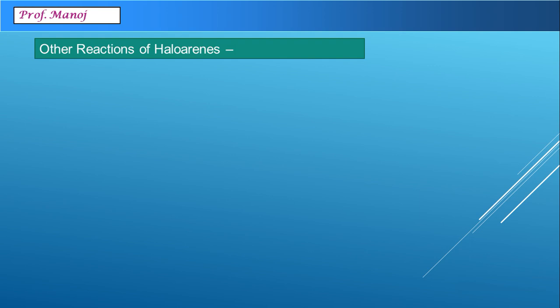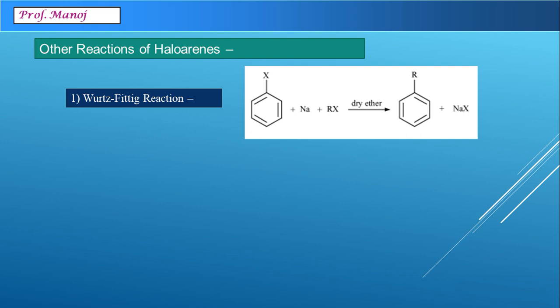We come now to some miscellaneous reactions of haloarenes, and under this we have a first reaction called Wurtz-Fittig reaction. You have already studied Wurtz reaction in haloalkanes. This is simply an extension of it. Haloarene is treated with haloalkane in presence of sodium. Benzene ring and aliphatic ring both get joined. This is called Wurtz-Fittig reaction.